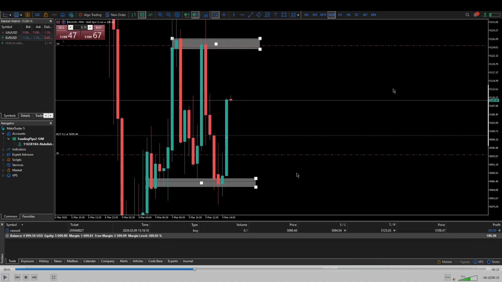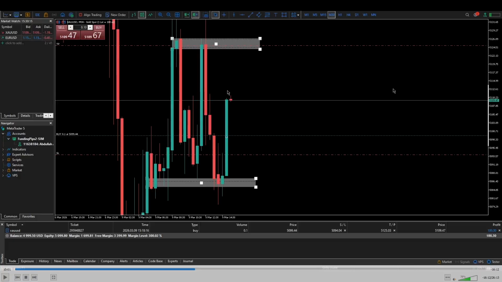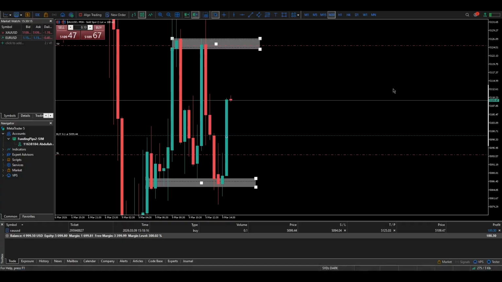But now, as you can see, let me show you one thing. At this point, this was the resistance which was on the 15-minute, right? But on the 30-minute, there's a very strong candle, but it has closed with little to no wick.